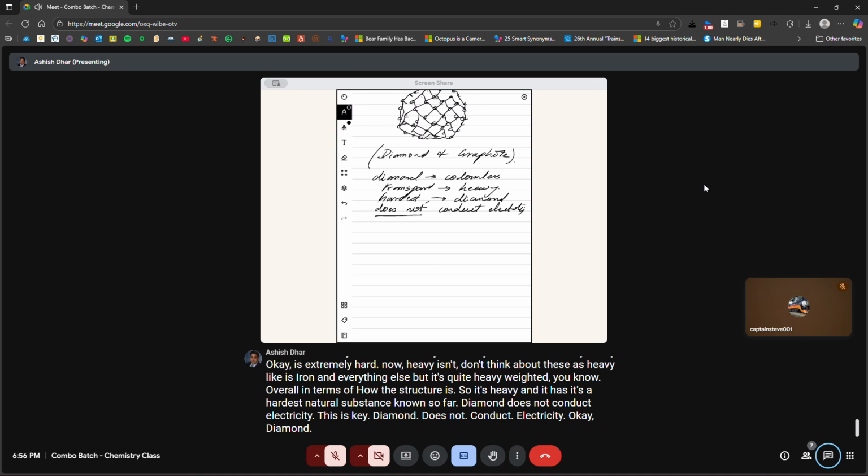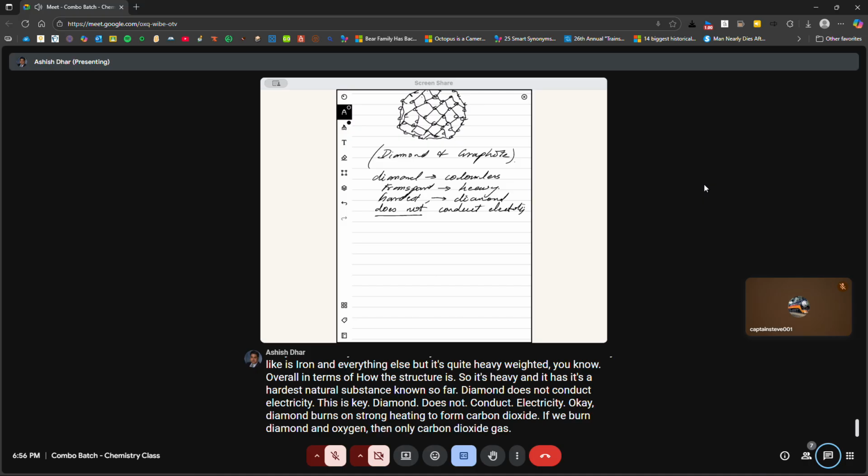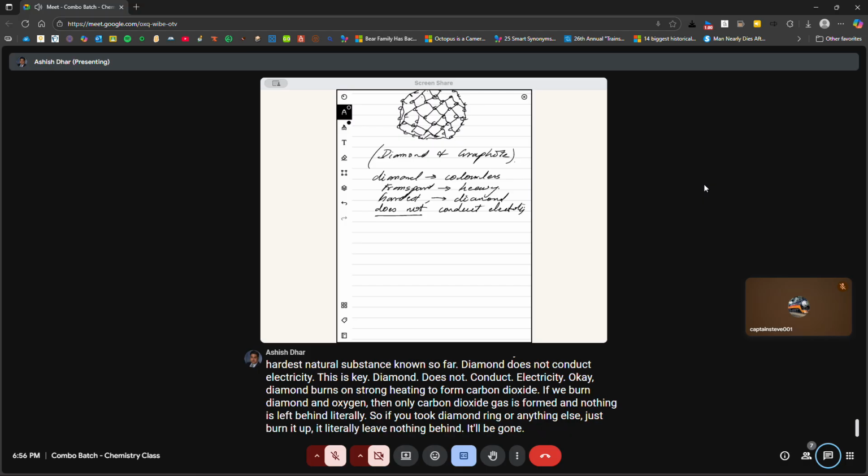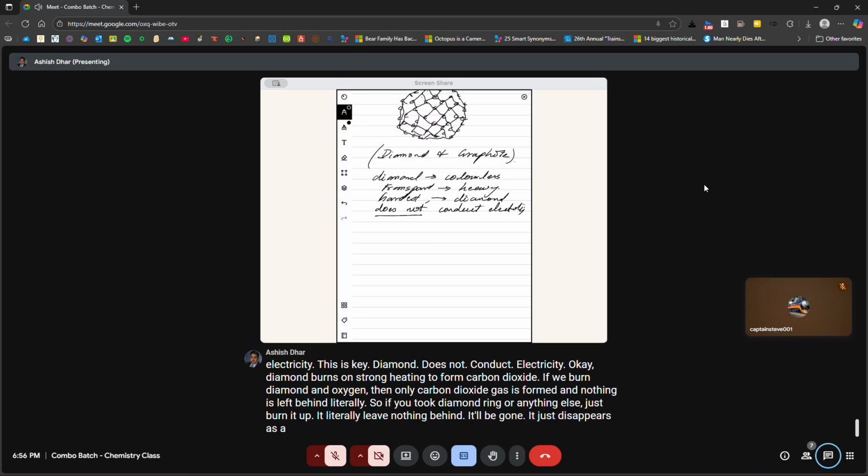Okay. Diamond burns on strong heating to form carbon dioxide. If we burn diamond in oxygen, then only carbon dioxide gas is formed and nothing is left behind. Literally, if you took a diamond ring or anything else and burned it up, it would leave nothing behind. It'll be gone. It just disappears as a gas.